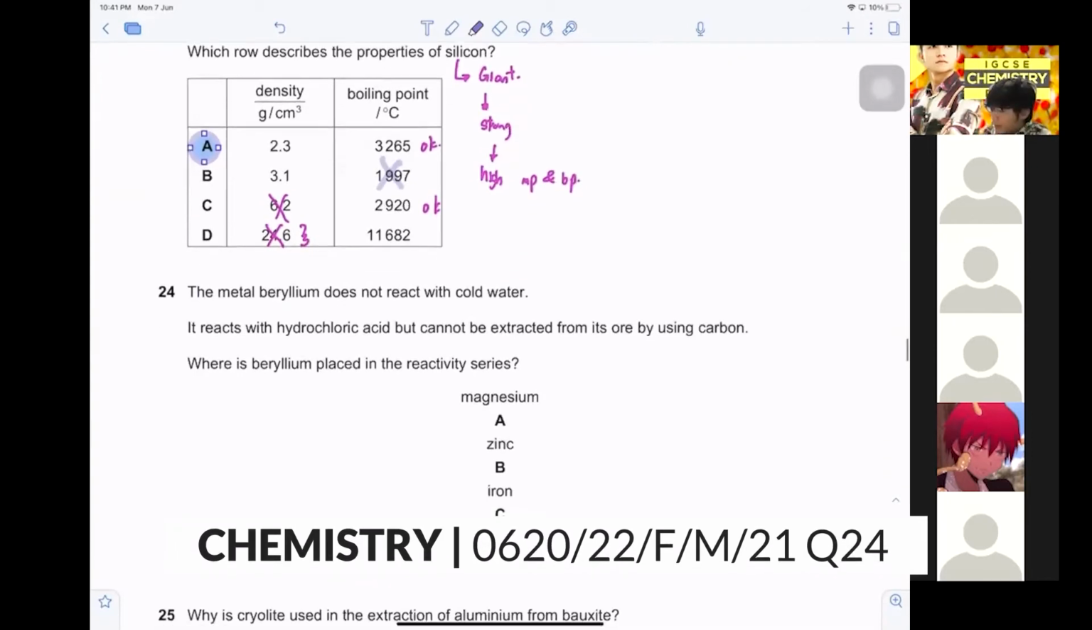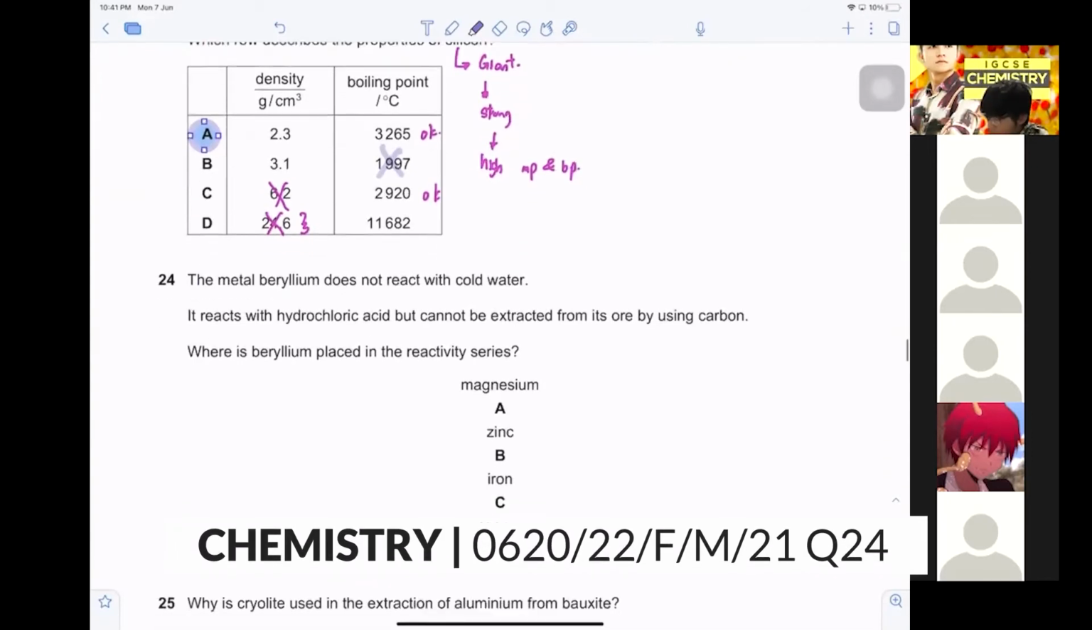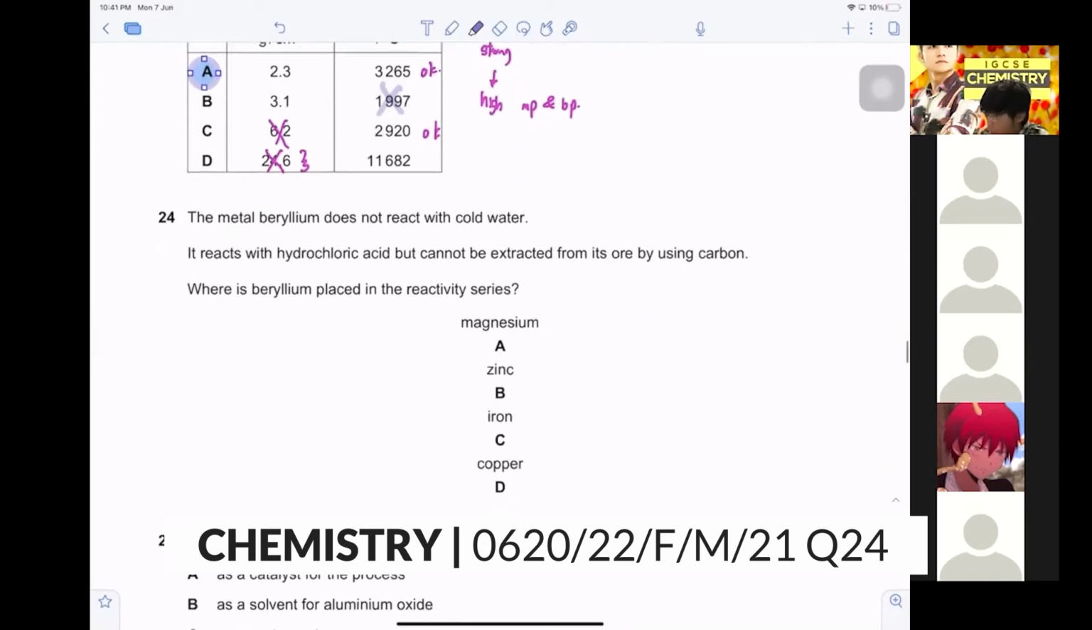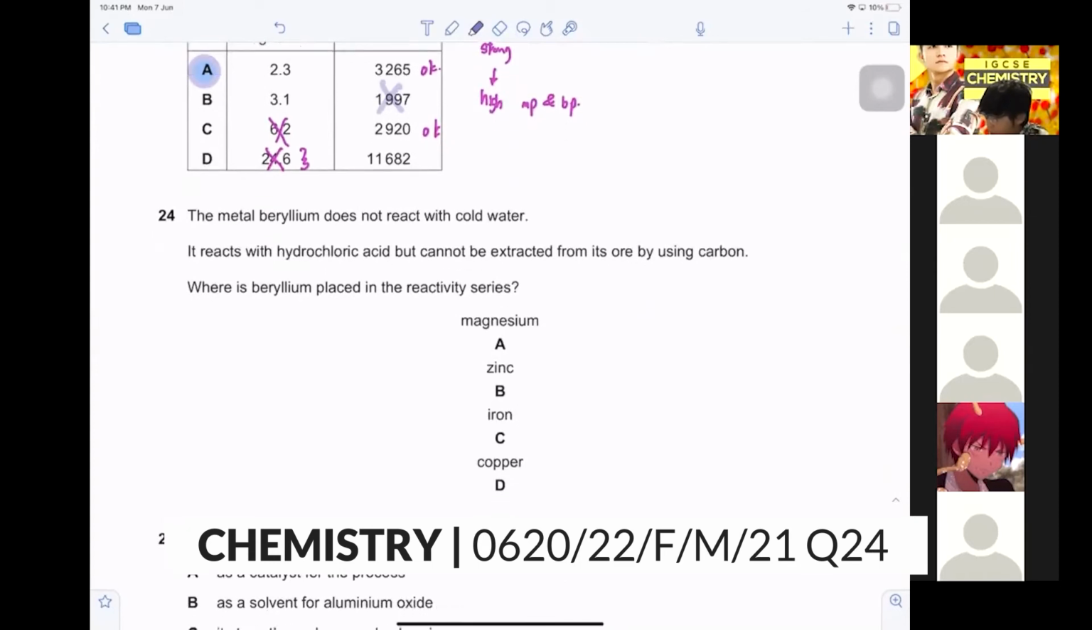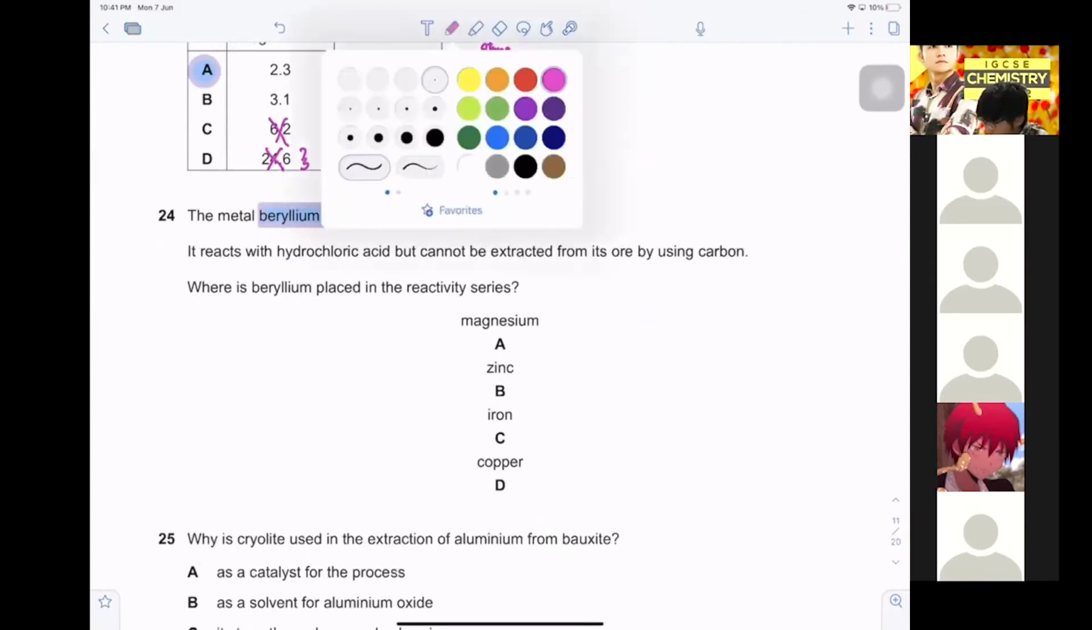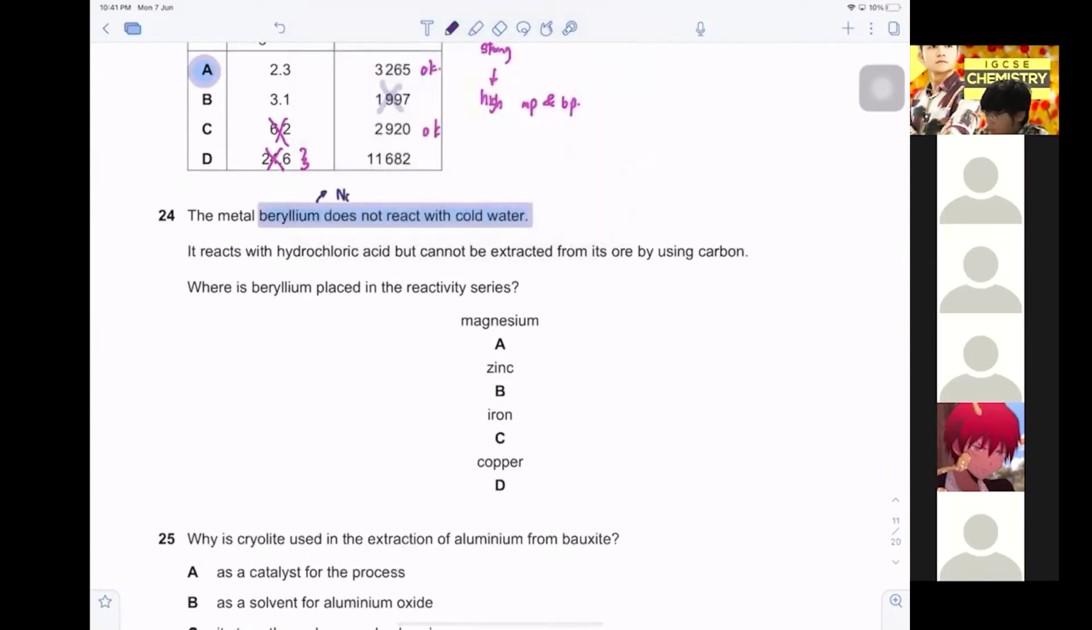24. Okay, beryllium does not react with cold water. Why is it so? Because beryllium is not very reactive. Okay, it reacts with HCl but cannot be extracted by using carbon. So what happened is that it reacts with HCl, and it cannot be extracted using carbon.